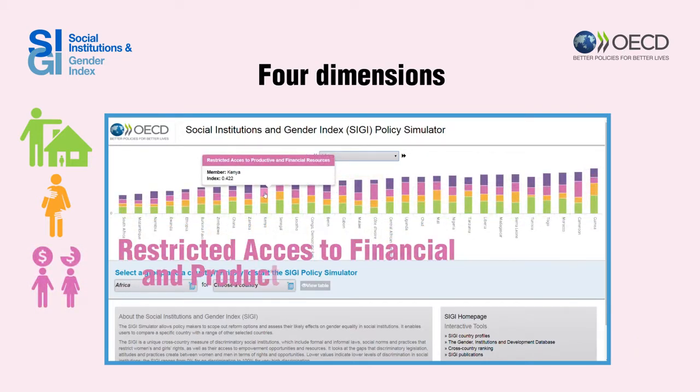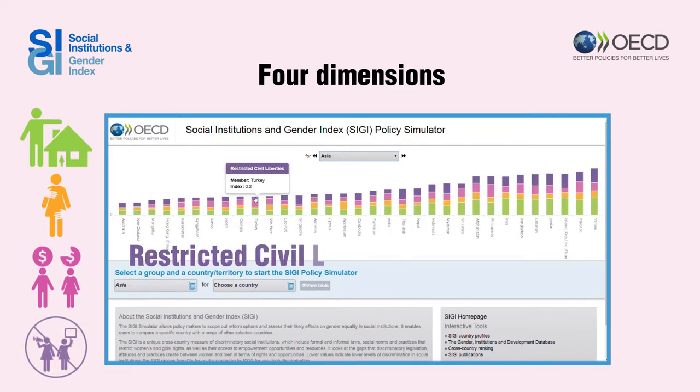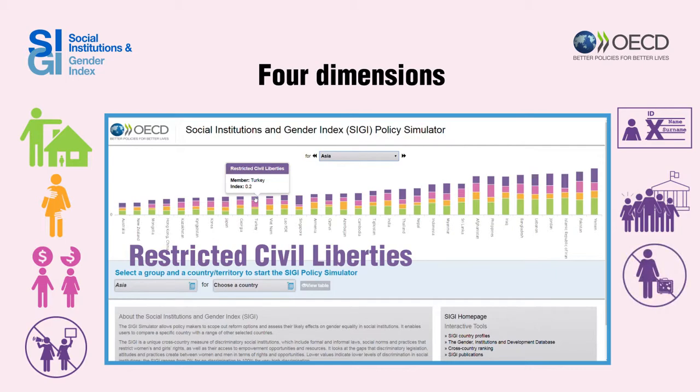Restricted access to financial and productive resources examines women's access to and control over productive and economic resources, covering access to land, access to non-land assets, access to formal financial services, and workplace rights. Restricted civil liberties examines women's access to and participation in public and social spheres, covering citizenship rights, political voice, freedom of movement, and access to justice.